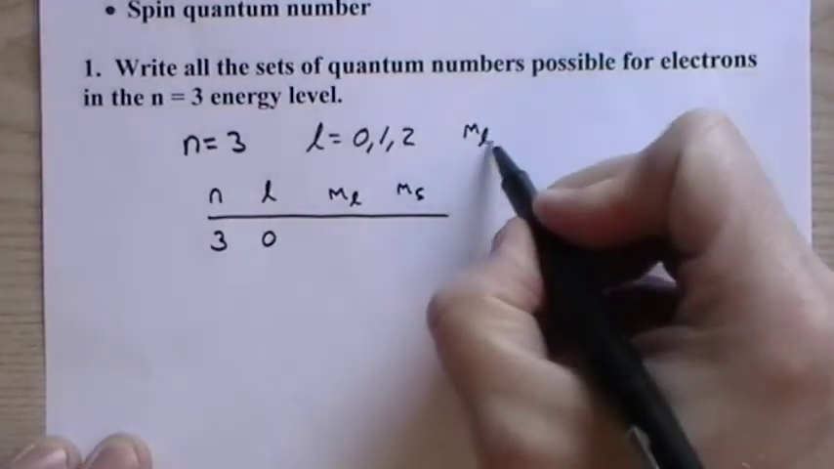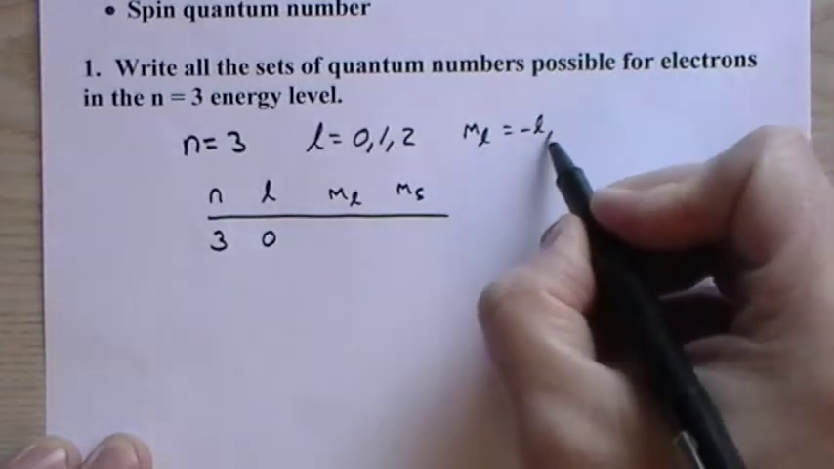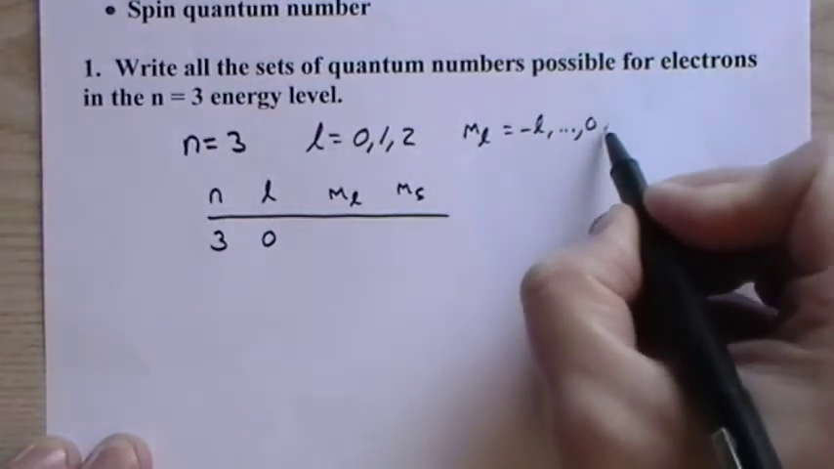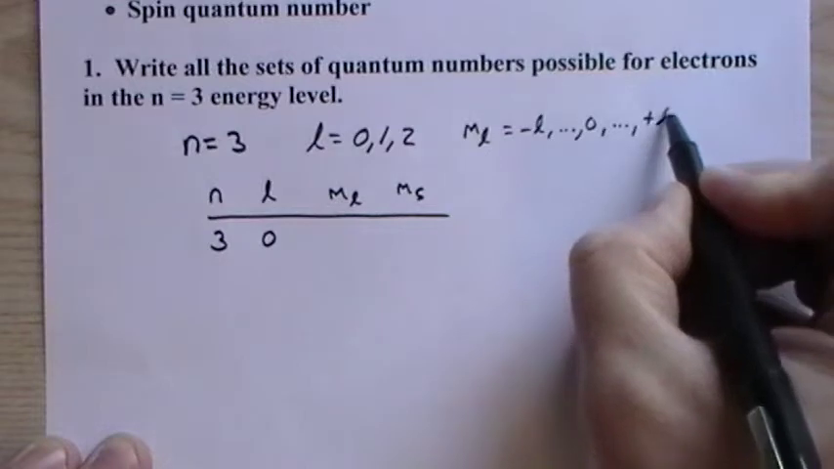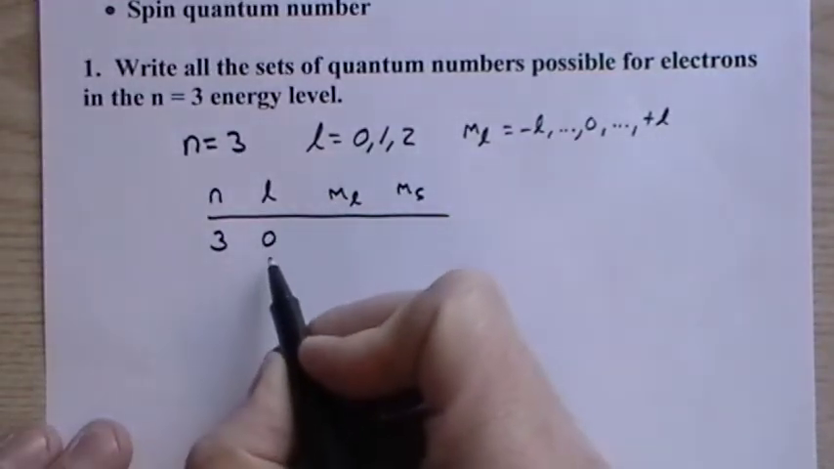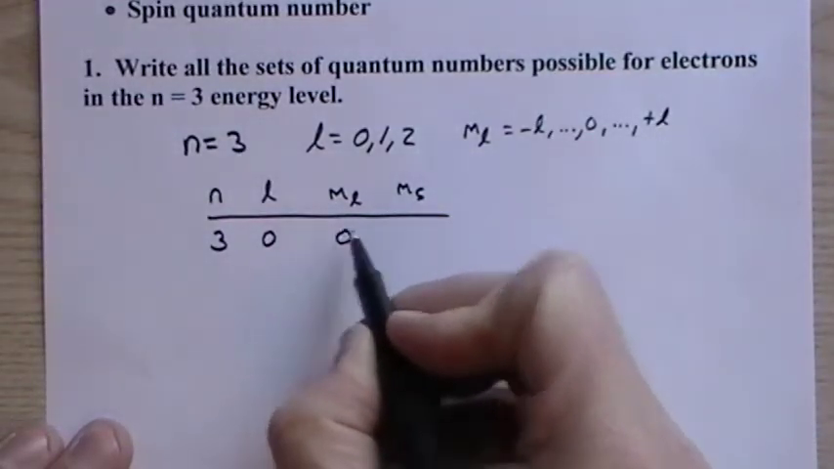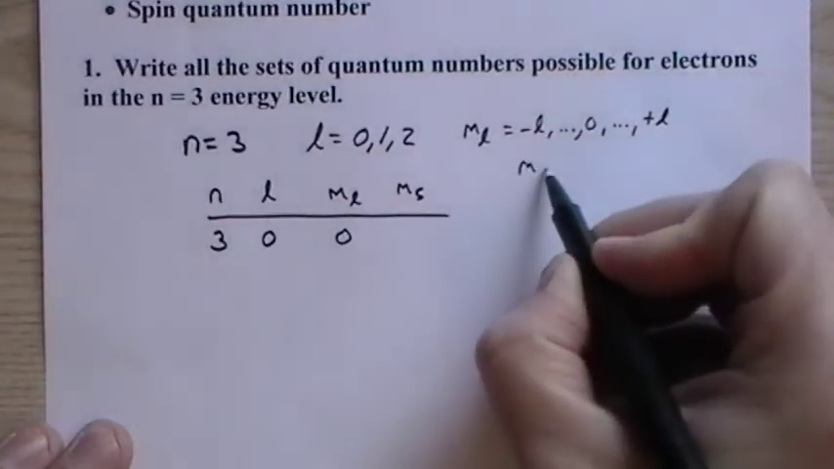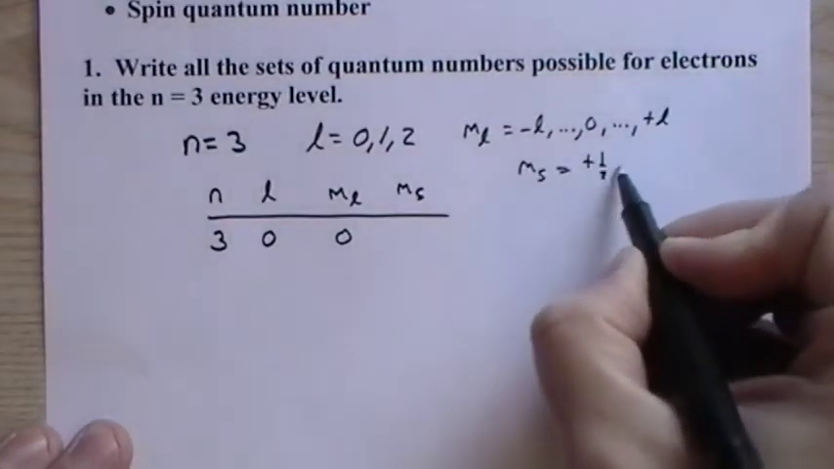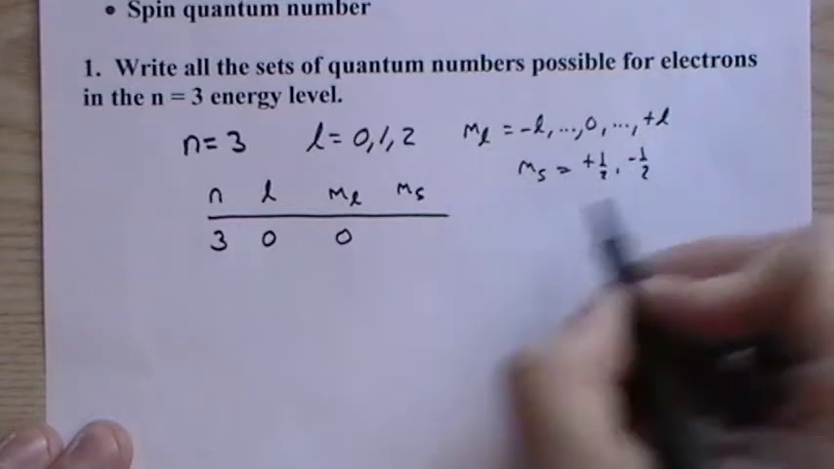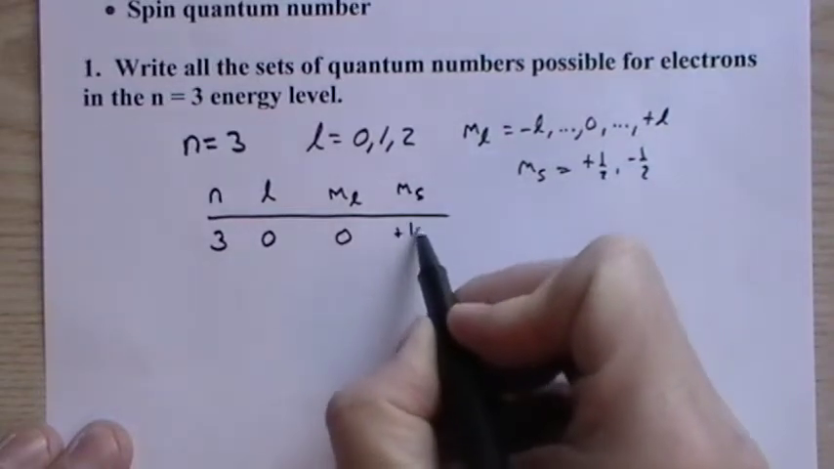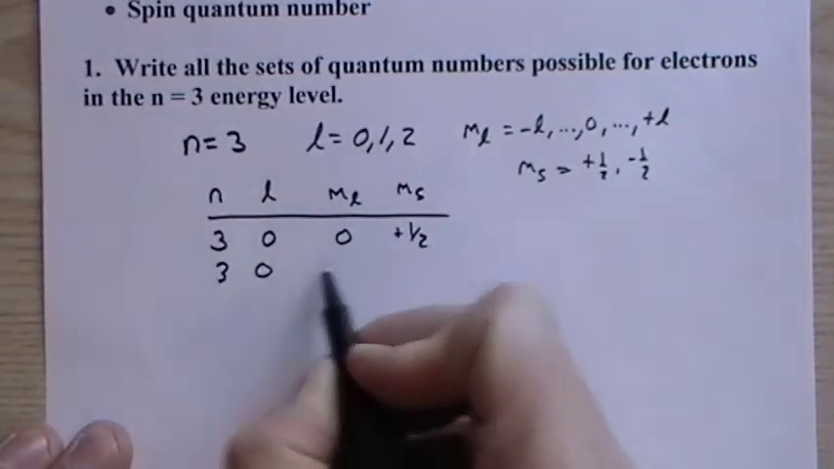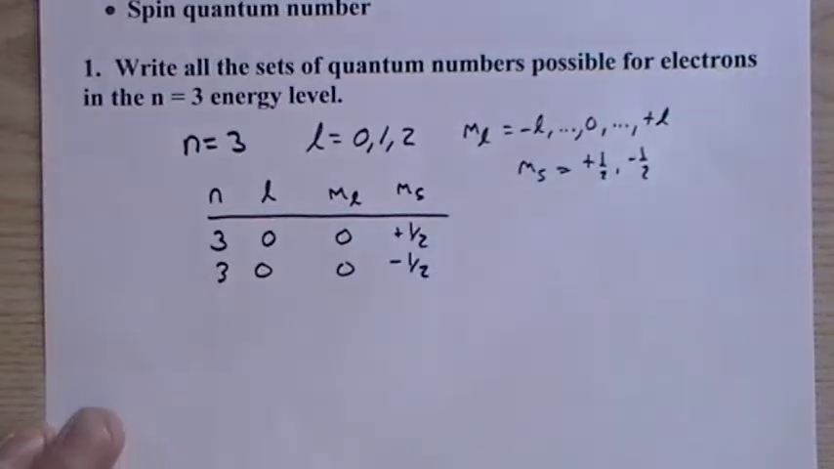Now m sub L goes from negative L through 0 to positive L. In the case of when L is equal to 0, then m sub L can only be 0. And then m sub S can be plus 1/2 or minus 1/2. And that's it. So we'll have plus 1/2, and the second set would be minus 1/2. That's the only difference.